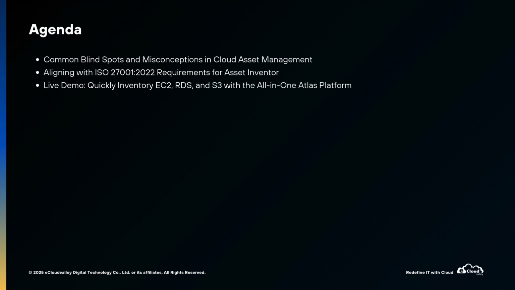Today's session will be divided into three parts. First, we'll take a look at the most common blind spots and misconceptions in cloud asset management. Next, we'll discuss how to translate the ISO 27001:2022 requirements for asset inventory into day-to-day governance practices. Finally, I'll walk you through three live demos to show how Atlas can quickly inventory EC2, RDS, and S3, helping you regain full visibility, save time, and always be audit ready.